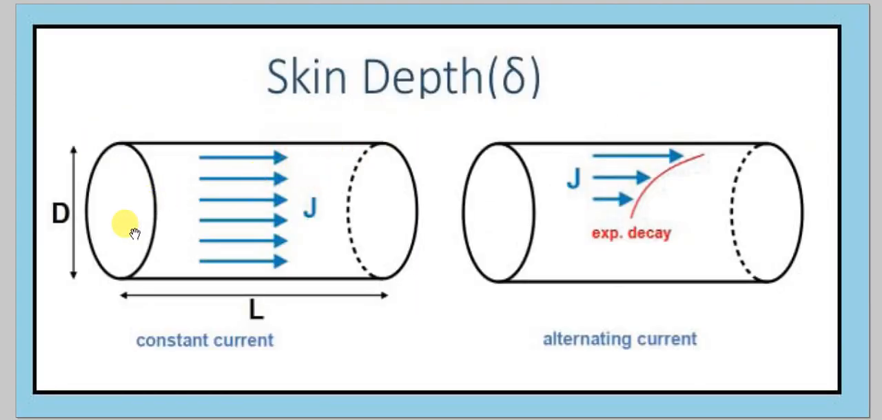This is the slide which shows the constant current flowing along a conductor which has a cylindrical geometry. The constant current flows throughout the area of cross section of the cylinder. While in this case, when alternating current flows with a higher frequency, you can see the exponential decay of the current density take place. So the larger current will be flowing close to the surface, and smaller current closer to the center.